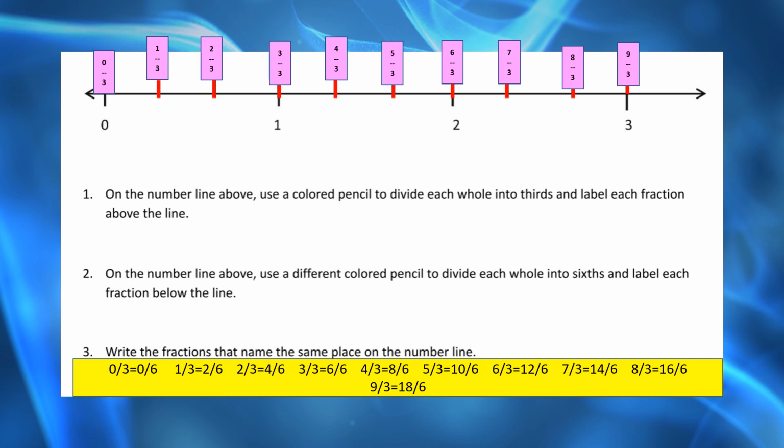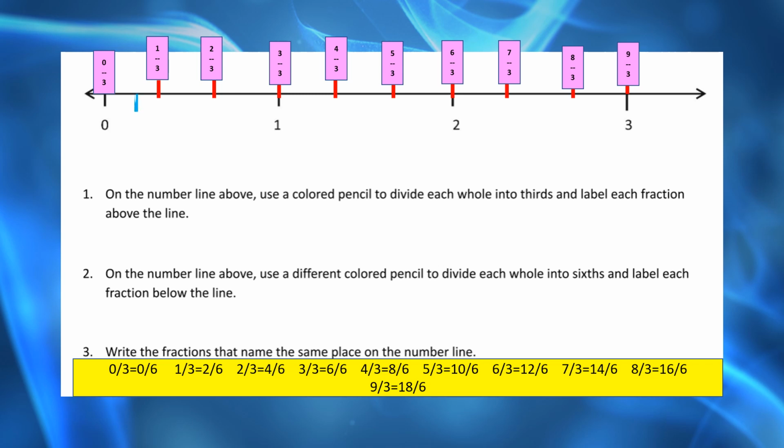Now we're moving on to number 2. Number 2 says on the number line above, use a different color pencil to divide each whole into 6 and label each fraction below the line. Now, as we've discussed before, sixths are half of thirds. So when you create your partitioning lines or your dividing lines for your sixths, make sure that you have one line in between the thirds and one line directly below the thirds. So let's go ahead and start placing our partition lines for our sixths.